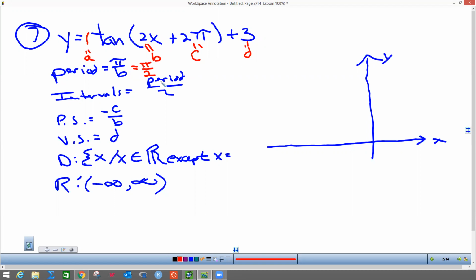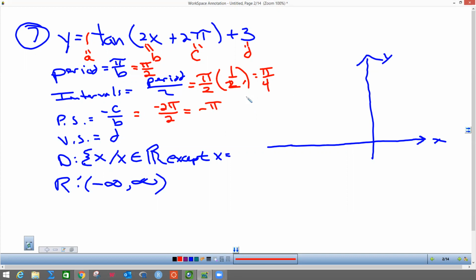Then to get the interval, you take the period divided by 2, but I told you Monday that I'm going to take the period times a half, because multiplying by a half is the same as dividing by 2. So my tick marks, which is what the intervals are, are pi fourths. If I do anything you're not sure about, please yell out a question. Then my phase shift is negative c. Well, c is 2 pi, so it's negative 2 pi divided by b, which is 2, which is negative pi.